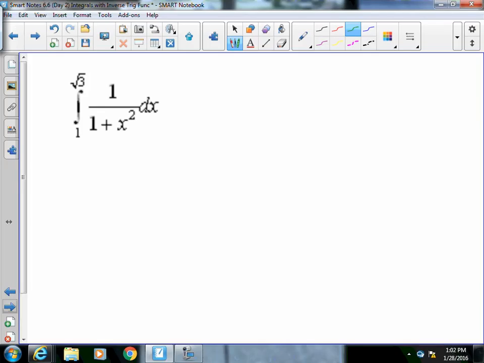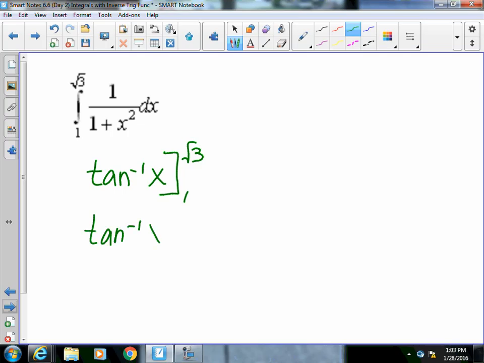Can we antiderive right now? Yeah, we can. It is the inverse tangent of x from 1 to radical 3. So we need to do the inverse tangent of radical 3 minus the inverse tangent of 1.